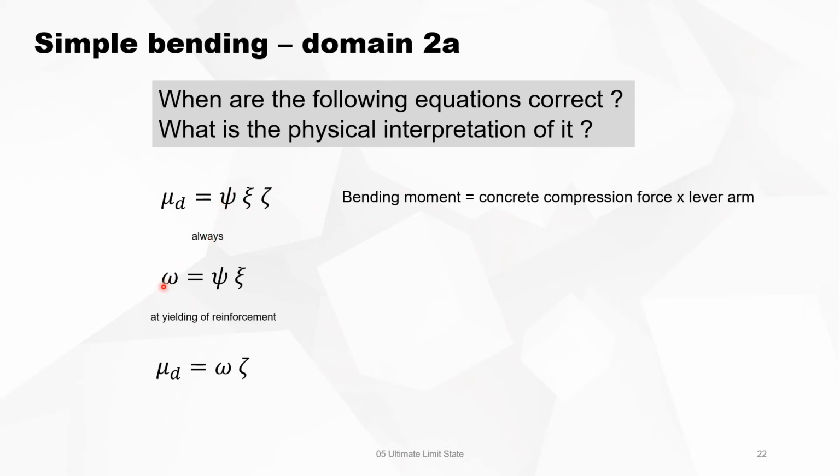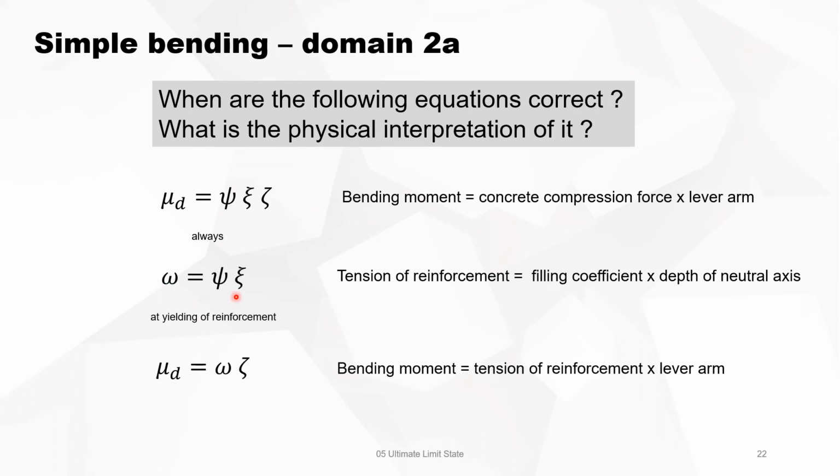Always valid. The next equation is only valid if the reinforcement is yielding, because in this equation missing here is the steel stress divided by fyd. And if sigma s equals fyd, then it's 1, then you get this. So this is only valid when the reinforcement is yielding. The physical interpretation, the tension of the reinforcement equals the filling coefficient times the depth of the neutral axis. It is just a translation equilibrium. It's just the force in the reinforcement equals the compressive force in the concrete. And the last equation is only valid when the reinforcement is yielding, and this means that the bending moment equals the tension in the reinforcement times the lever arm.